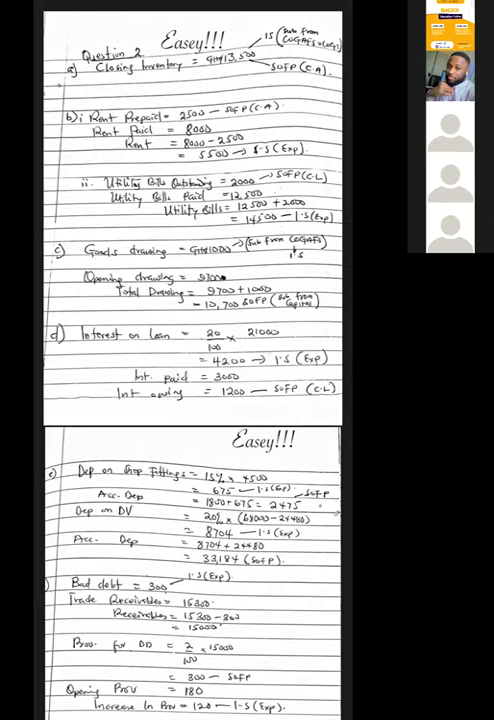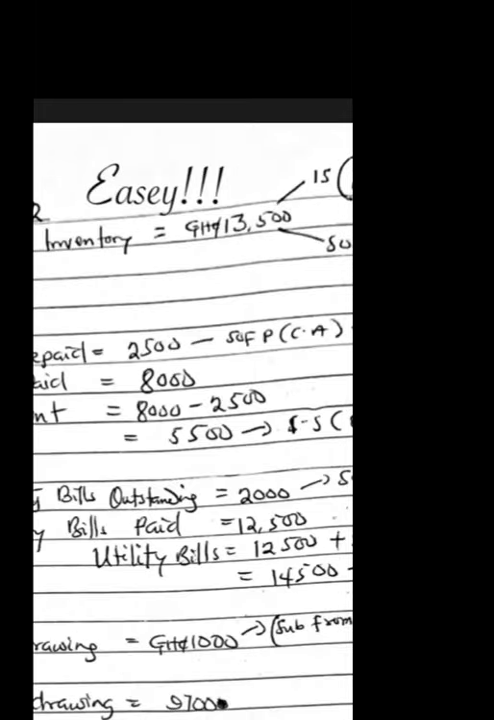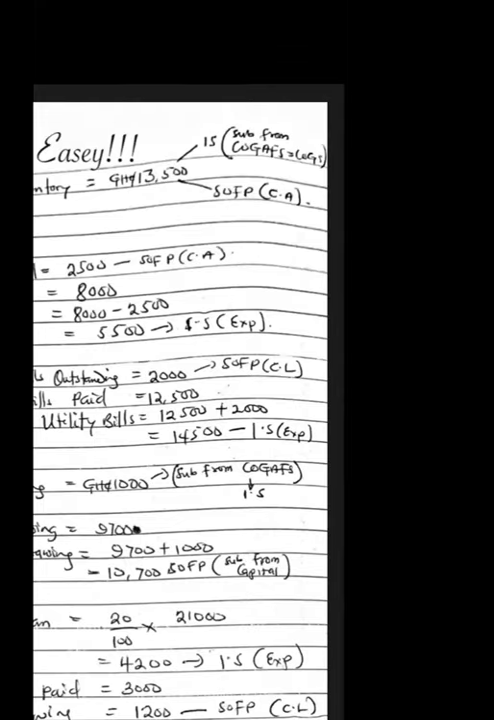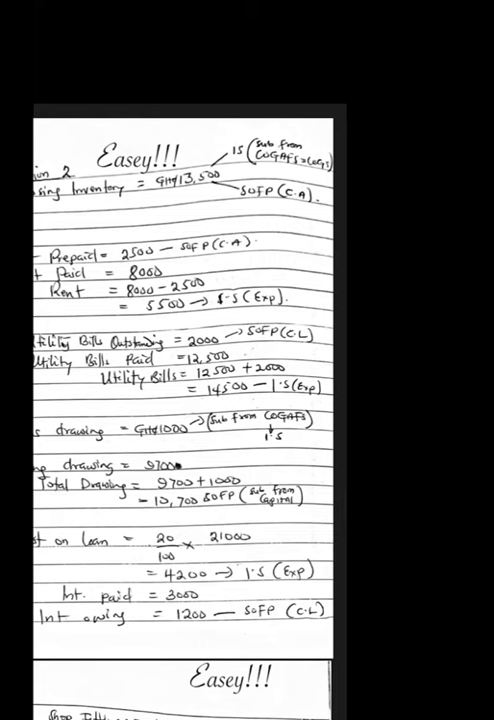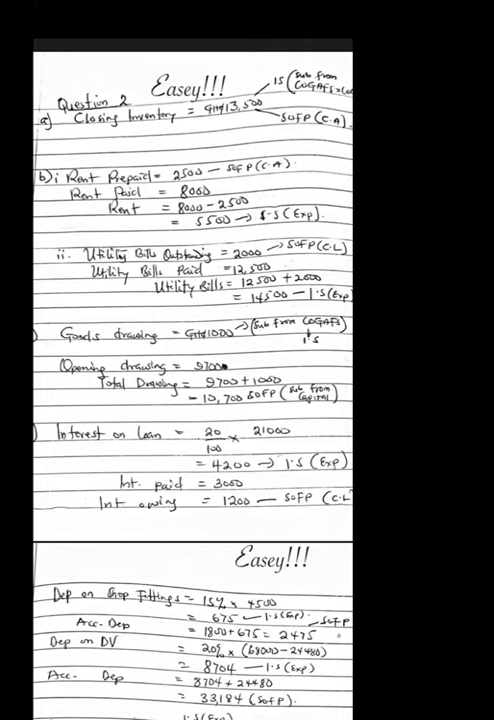With the question, we have to prepare income statements and statements of financial position. With additional information A, we were given closing balance of 13,500. This closing inventory figure will go to income statement to be subtracted from cost of goods available for sale, and it will also go to the SOSP to be treated as current asset.